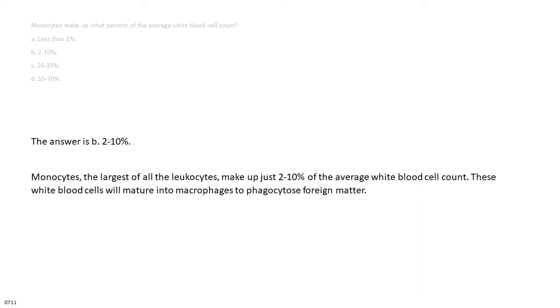Monocytes, the largest of all the leukocytes, make up just 2 to 10% of the average white blood cell count. These white blood cells will mature into macrophages to phagocytose foreign matter.